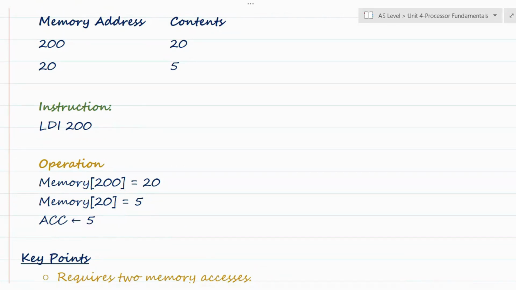You may think of it like receiving a note saying your book is in the locker number 20. You first go to the note, then to locker 20, and then finally you get the actual book.